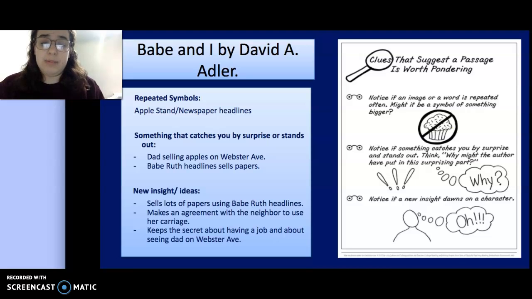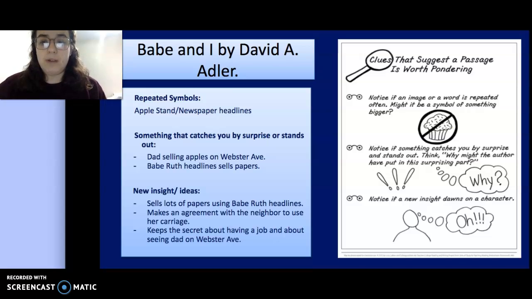And when our narrator keeps the secret about having a job, and finds out that his dad doesn't have a job, why would the character have to hide that? Why is that important to the story? It's important because at the time, a lot of people were embarrassed to not have a job and to be selling apples, and the narrator didn't want to embarrass his dad. So the author adds all of these things in, the repeated symbols, scenes that catch you by surprise, and new ideas, for a reason.